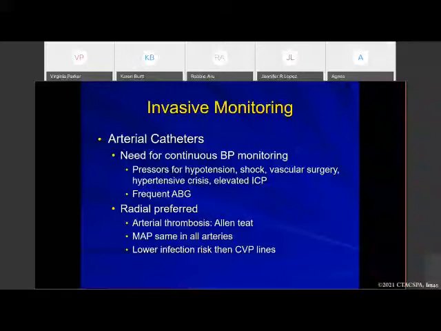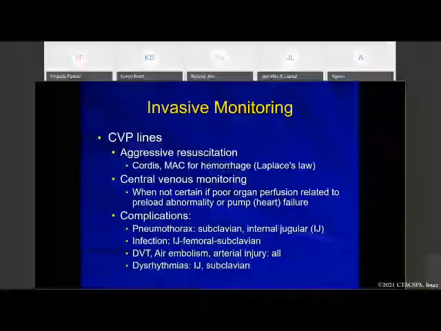And so the MAP in the radial artery should be the MAP in your femoral artery, the MAP in your carotid artery. So that should all be the same. Usually the radial artery will have a much bigger gap between systolic and diastolic, but the MAP should be the same. Well, A lines are very low infection risk and can stay in indefinitely. And if you do get an infection, you'll see it on the skin.